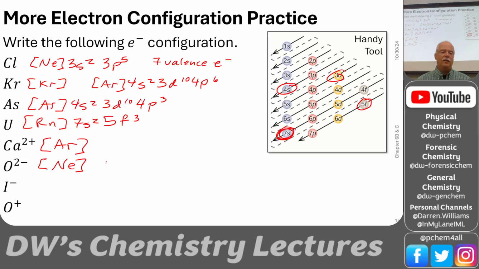Let's go ahead and write oxygen out. Let's see, we could do the helium core, 2s2, 2p6. So this is another way to write the oxygen one where you can see the valence electrons there. It has 8 valence electrons. Let's do iodine, iodide minus. I minus is the same as xenon.